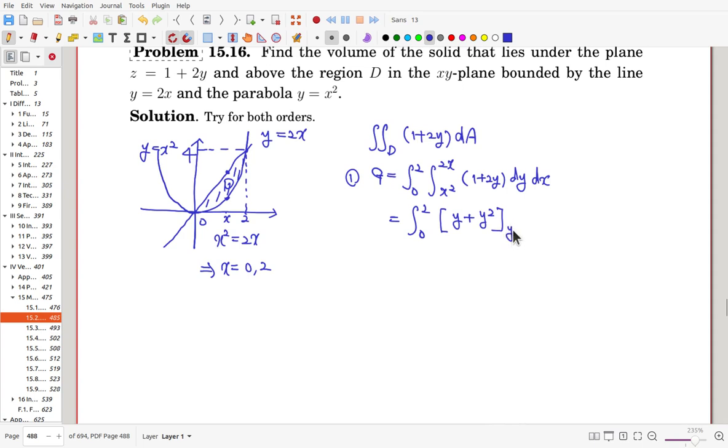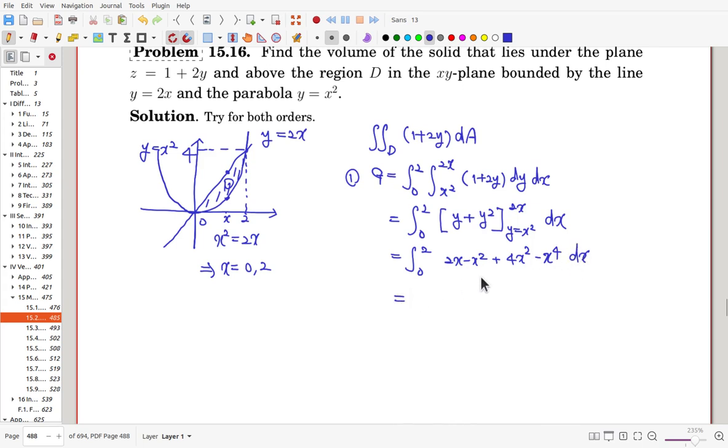Y is moving from x squared to 2x, and dx. Okay, let's evaluate the inner integral from 0 to 2. Now that is 2x minus x squared, and this one will make now 4x squared minus x to the 4, dx.